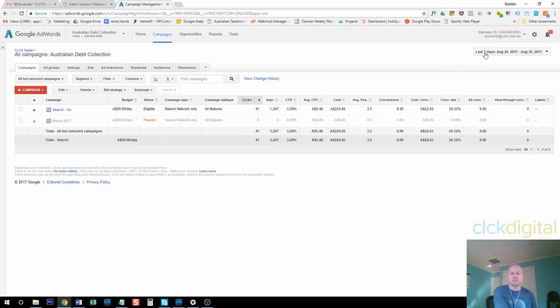If we look at the previous 7 days, we can start looking at some of what they're spending and the kind of conversions they're getting. So we've got a budget of $50 a day. Over the last 7 days, we've had 41 clicks, and the average cost per click is about $5. So we're not spending our full budget. We're spending about $35 a day, and we've got 9 conversions from that last 7 day spend. So we're paying about $22 a conversion. So when you think about that, that's $22 per lead.